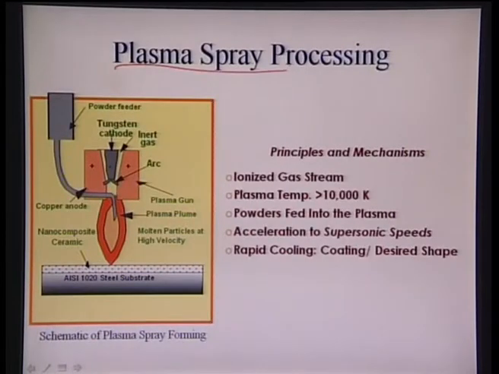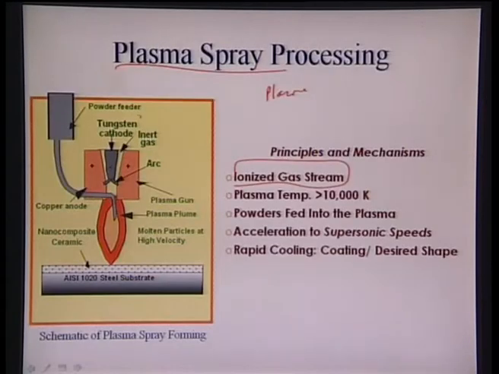Plasma spraying: how does it work? Plasma is nothing but ionized gas. We have ionized gas that is generated by striking an arc between the tungsten cathode and the copper anode. So we strike an arc between the tungsten cathode and the copper anode, which is out here. So we see the copper anode out here. An arc is struck between them, and that arc leads to the generation of plasma, because we supply a gas which can be argon, and that argon passes through this arc, and it gets excited to generate the plasma.